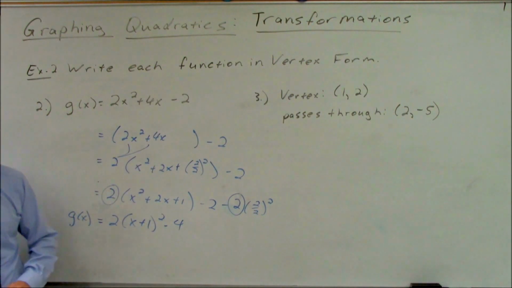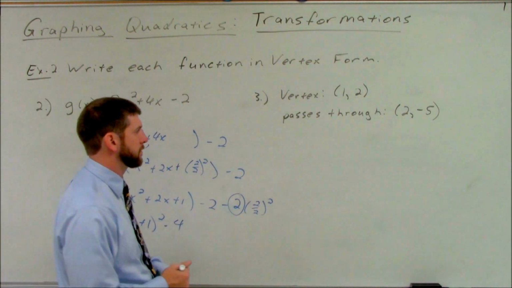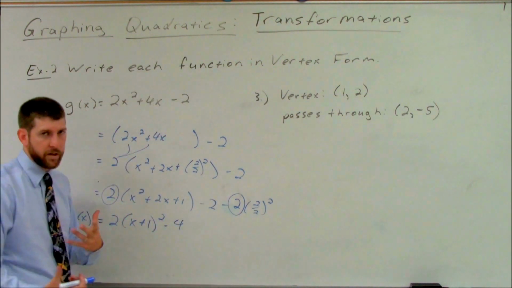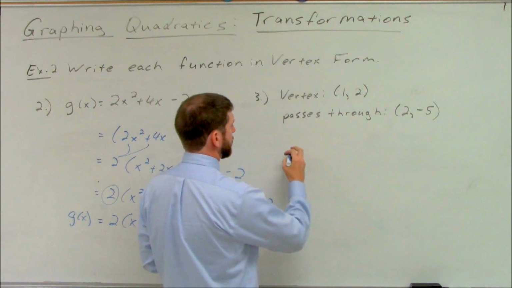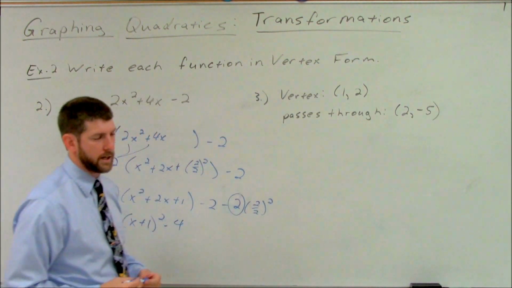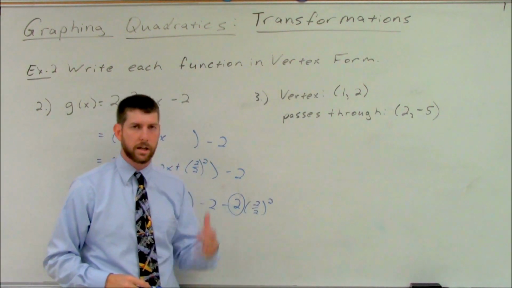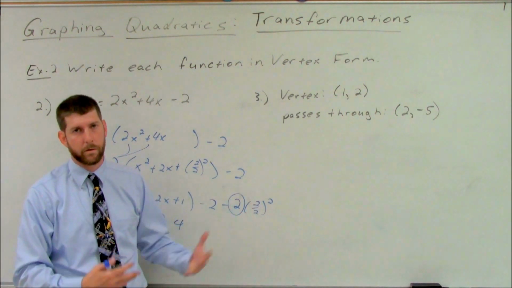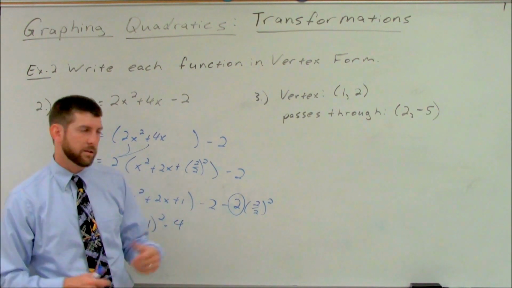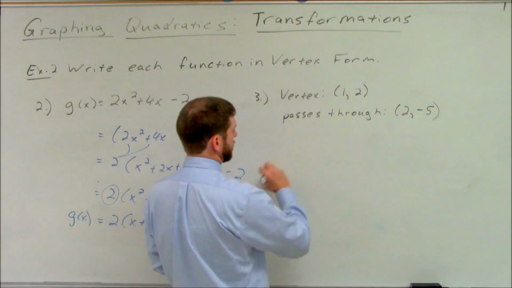Well, let's look at number 3 over here. Number 3 is a little bit different in that we don't have the equation, but they're giving us the vertex, which is very important. So we can treat this almost like you can when you're working linear equations. They give you a point and they give you the slope, and you plug it into point-slope form. Well, when we have a vertex for a quadratic, we get to plug it into vertex form.